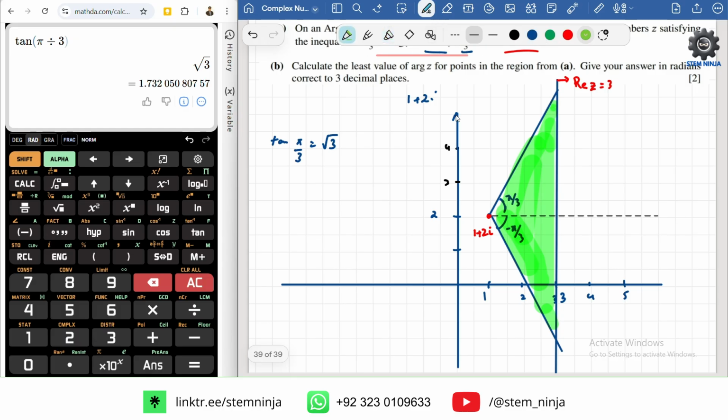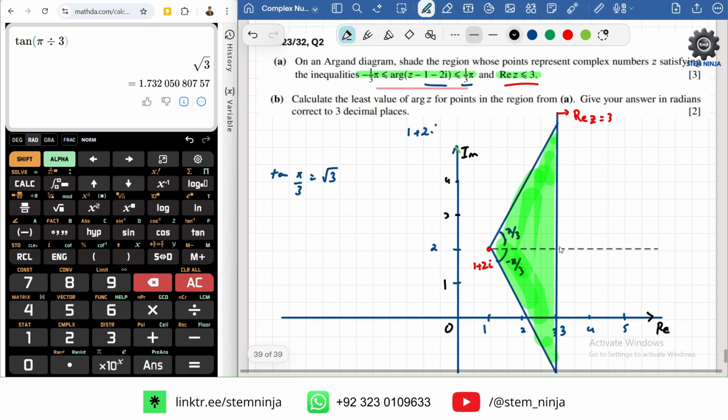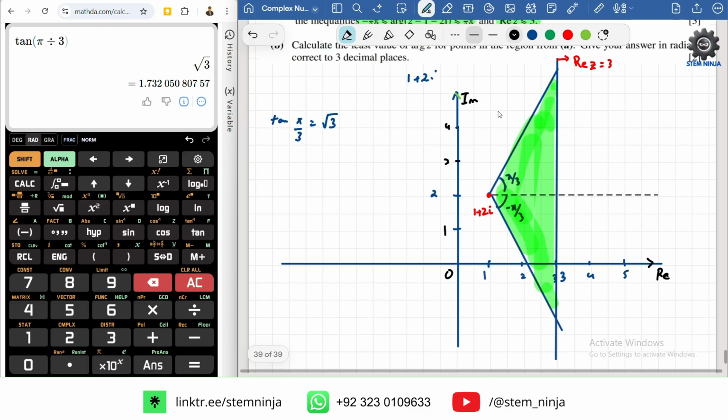Okay, right, and that's about it. The last thing that you can do is to label the imaginary axis, real axis. Okay, right, and origin 1. The scaling needs to be a little bit precise. Right, okay. Now B part. Calculate the least value of argument z for points in the region from A. Least value of argument z, right. Give your answer in radians, correct to that.